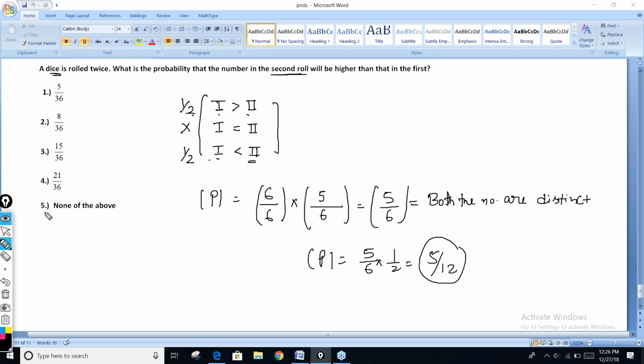No. So one's mind says that we should mark none of these. But look at the options closely. That is 5 by 36. That is 8 by 36. If I simplify this, that comes out to be 2 by 9. This is not 5 by 12. But if you see this option carefully, this option comes out to be 5 by 12. So do not mark the answer none of the above. The correct answer is option 3. So sometimes it happens that the options are not given in the simplified form. Okay, so the correct answer is 5 by 12.